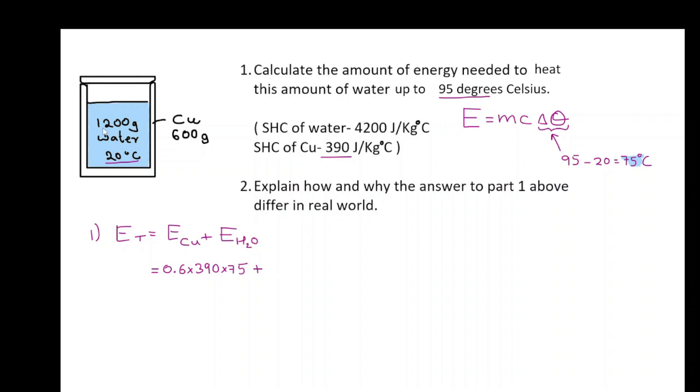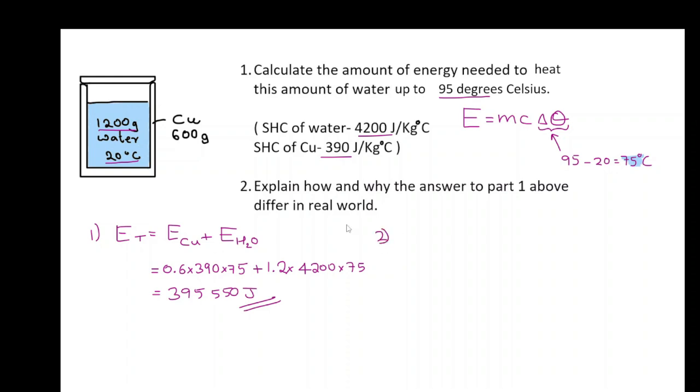So water mass is 1200 grams. Remember, it has to be in kilograms, so it's 1.2. Specific heat capacity of water is 4200 and the temperature change is 75. Now we just need to put this in the calculator to get the answer. So here we get 395,550 joules. This is the answer for the first part.